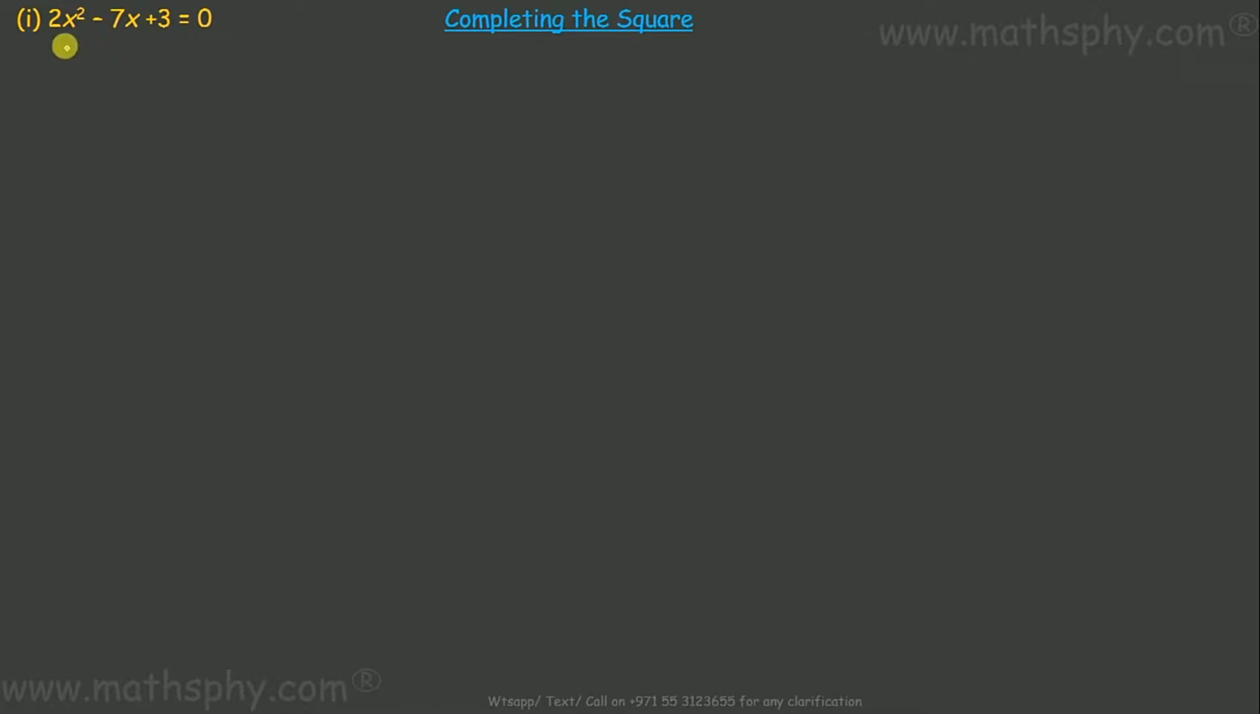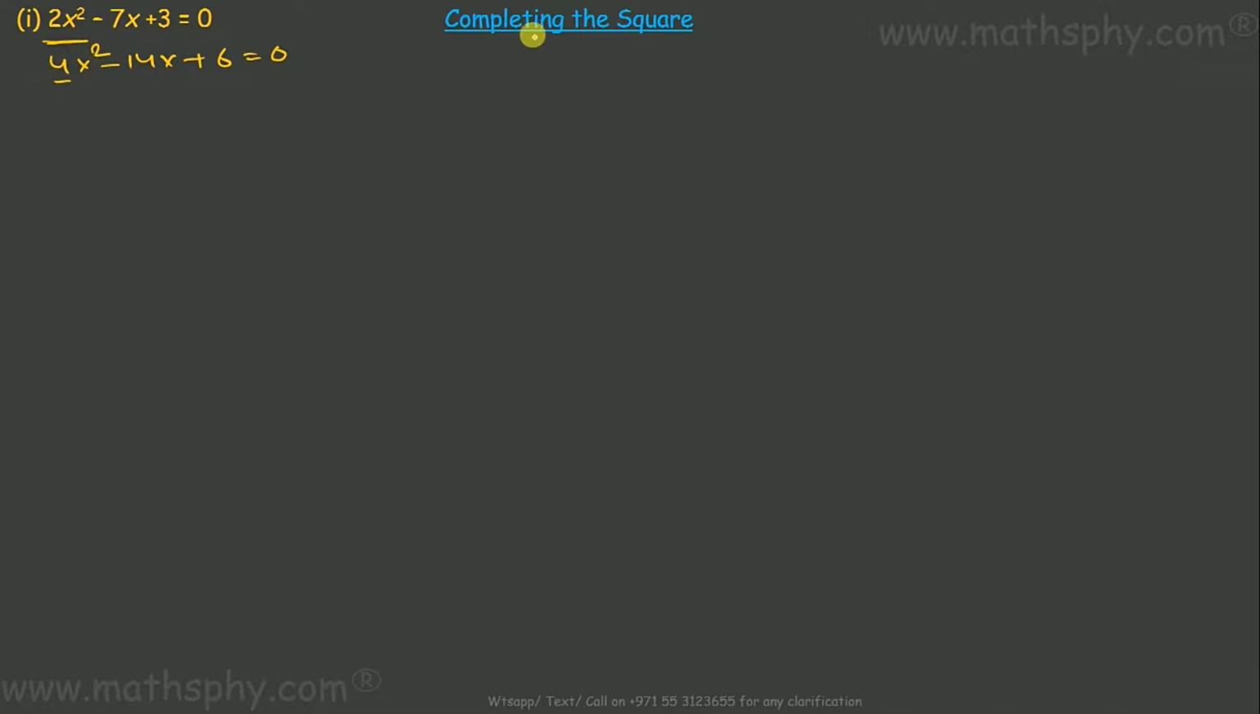To do that, what we have to first look for is that the coefficient of x square should be a perfect square. Here, 2 is not a perfect square. So we can multiply this complete equation by 2, which will give me 4x square minus 14x plus 6 equals 0. Now I have coefficient 4 for x square, which is a perfect square.